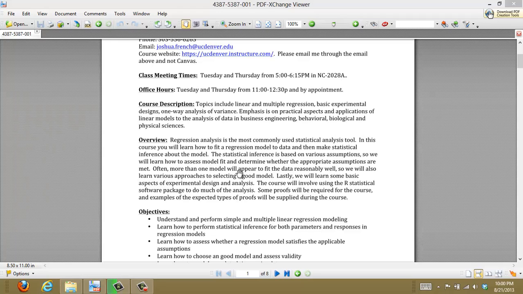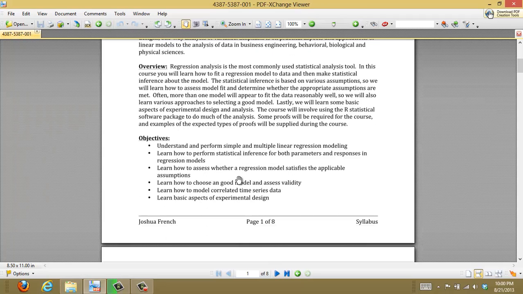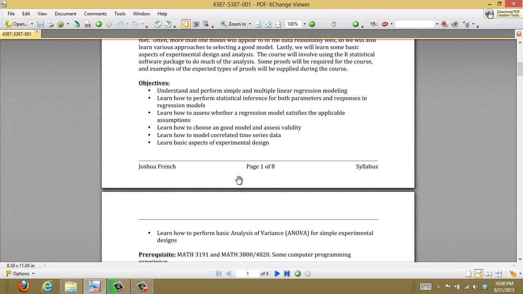So in terms of what I expect of you by the end of the semester, I do expect you to understand and perform simple and multiple linear regression. I expect to teach you how to do statistical inference for both parameters and responses in regression models. You'll learn how to assess whether regression models satisfy the applicable assumptions, and how to determine whether a model is a good model, whether it's a valid model.